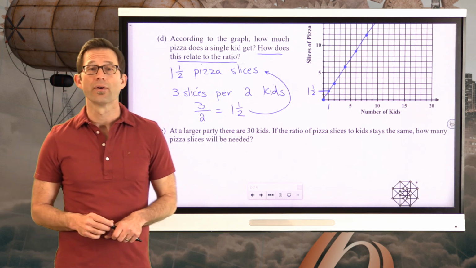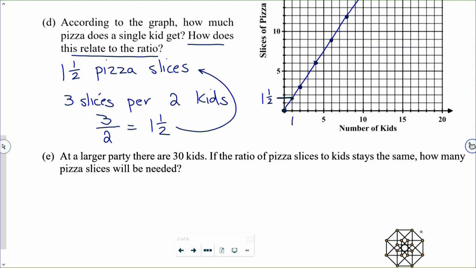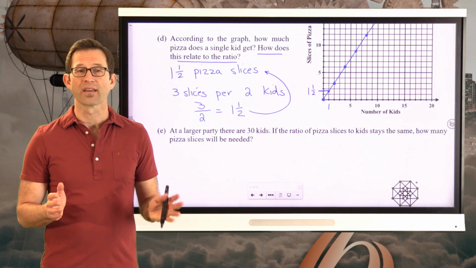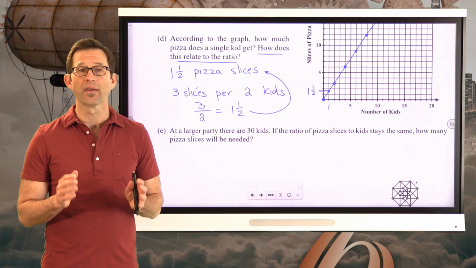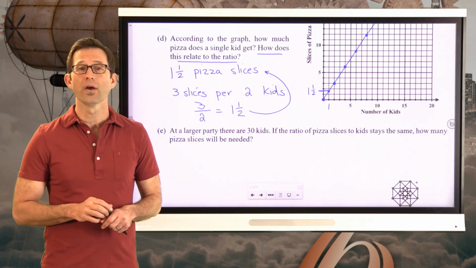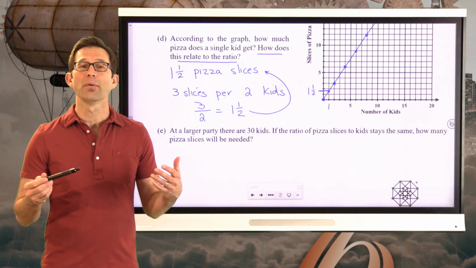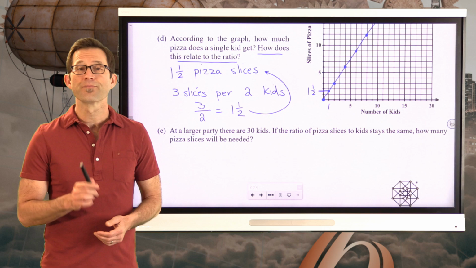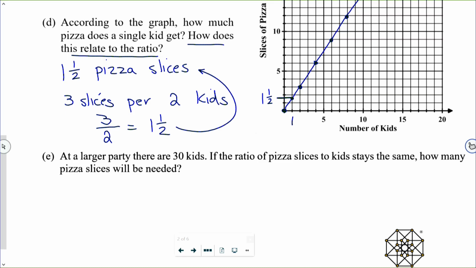Finally, let's take a look at letter E. At a larger party, there are 30 kids. If the ratio of pizza slices to kids stays the same, how many pizza slices will be needed? All right, fantastic. Again, this is something that we've done again and again, and you have a lot of tools now to help you. Pause the video and see if you can figure out how many pizza slices there should be if there are 30 kids.